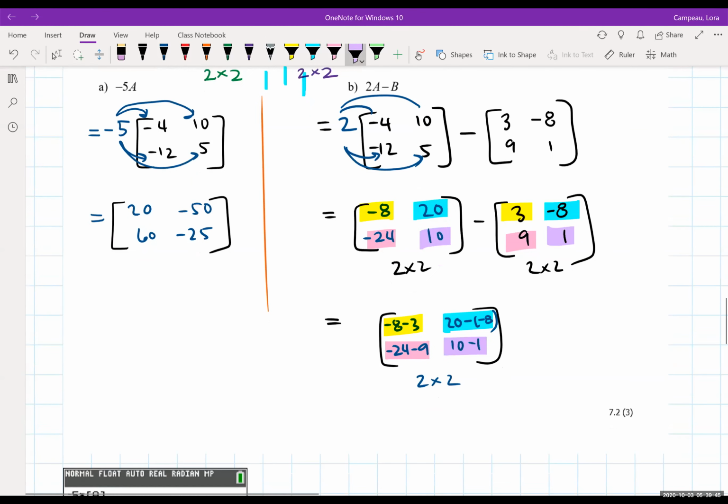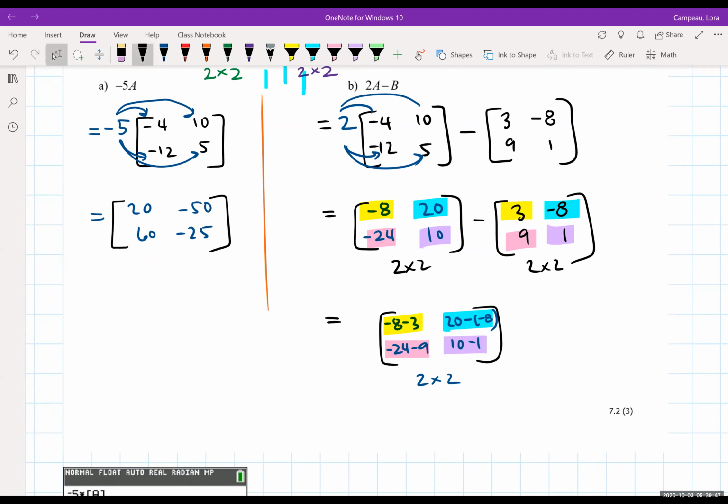So now the only thing left to do is to simplify. What is -8 minus 3? Well, that's going to leave us with -11. 20 minus a -8 is +28. And -24 minus 9 is -33. And 10 minus 1 is 9. So that should be our result of 2A minus B.